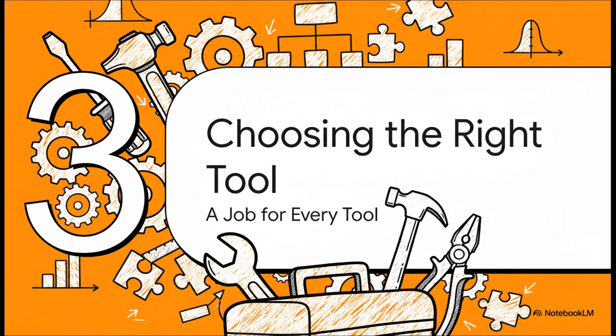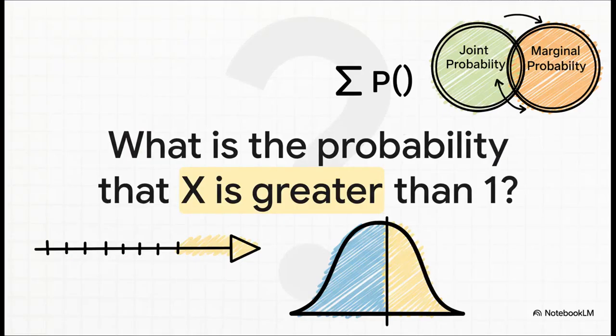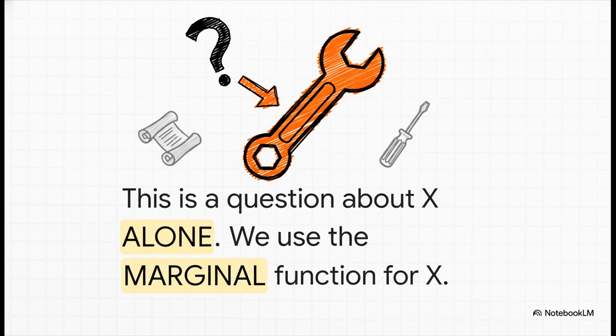All right, our toolkit is assembled. Time to put it to work. We're going to tackle a few probability jobs. And for every single one, the first and most critical step is picking the right function. Okay, first task up. A pretty straightforward question. What are the chances that our variable x takes on a value greater than 1? So how do we pick our tool? Well, you just have to look at what the question's asking. It is only about x.